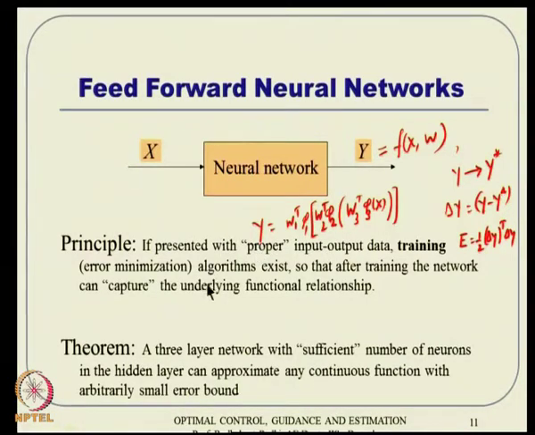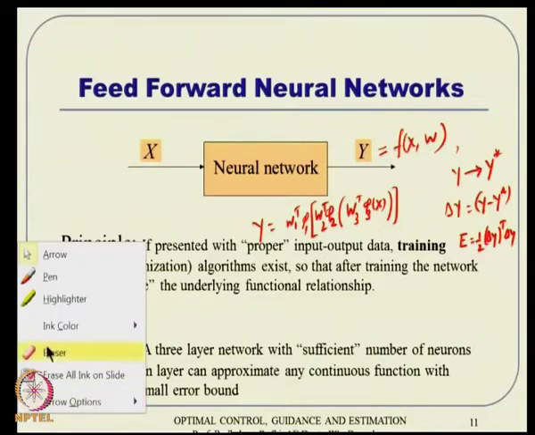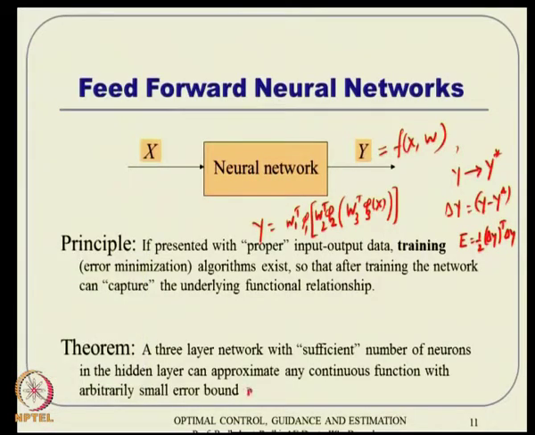And then there is a theorem which also tells us that a 3-layer network with a sufficient number of hidden neurons can approximate any continuous function within an arbitrarily small error bound in a compact set, obviously. So the set has to be closed and bounded and all that actually. Okay, in a compact set.